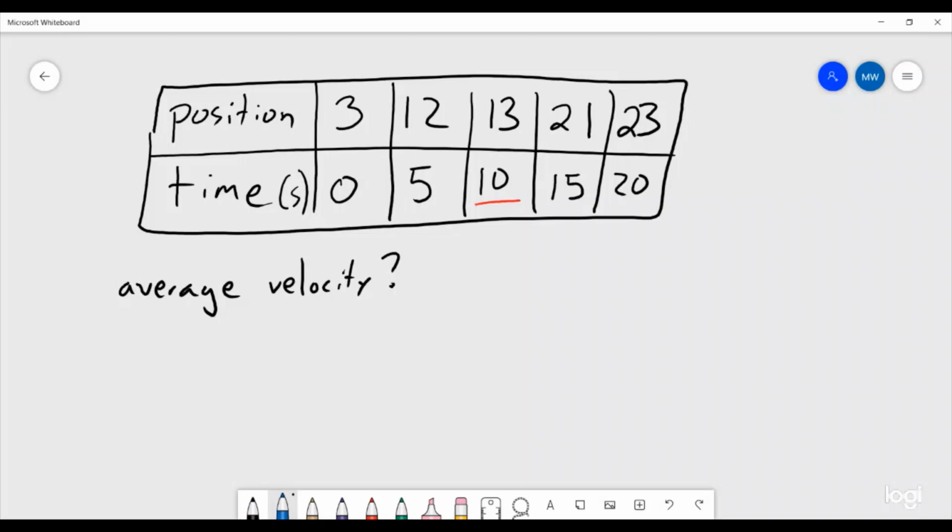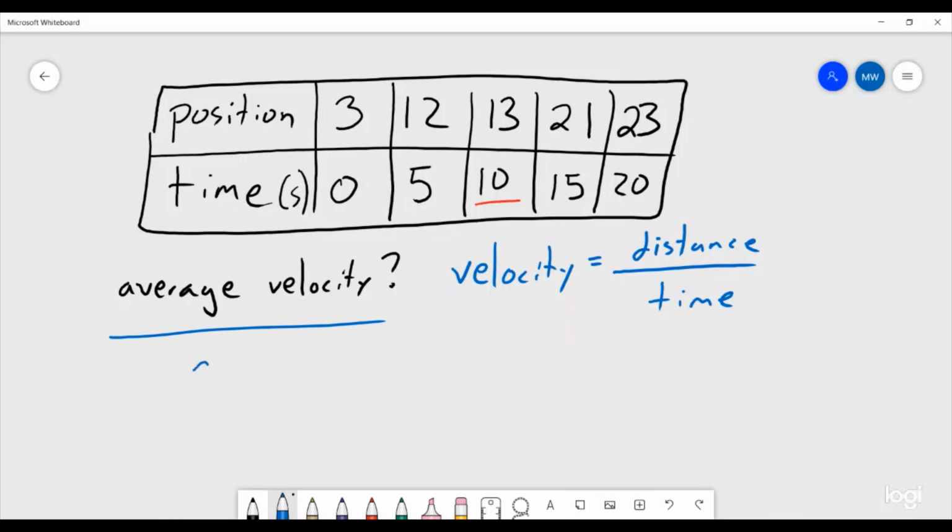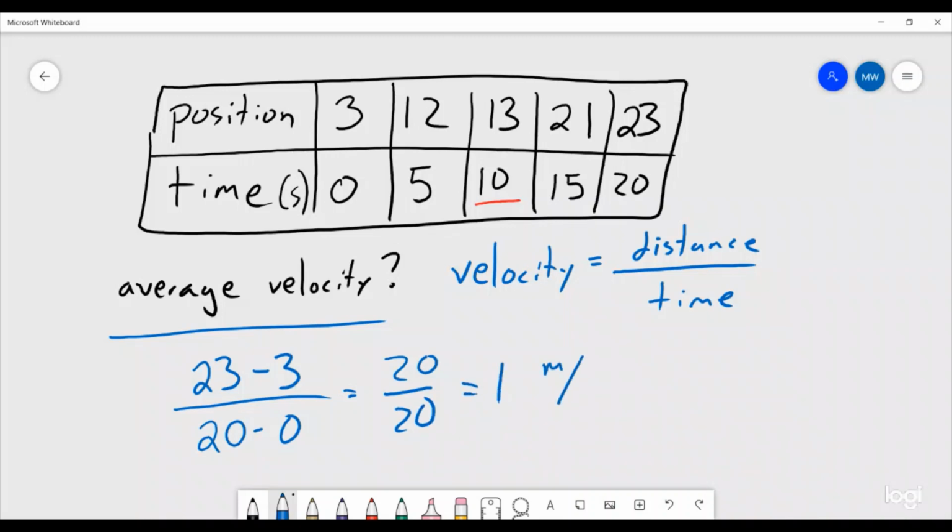So the way we could do this is we can recognize that velocity is equal to some distance divided by time. So our average velocity over this entire interval is the total distance we traveled divided by the total time it took. So our average velocity is going to be 23 meters minus 3, because that's how far we traveled, over the 20 seconds. So 20 minus 0, so this is 20 over 20, which is equal to 1 meter per second. That would be our average velocity.